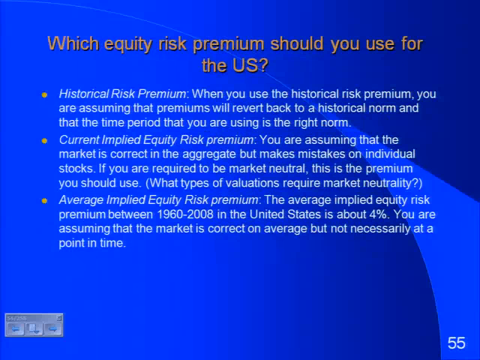Some companies are announcing that they're going to cut the dividend and cut buybacks. How does it affect your implied equity risk premium? The question was, a lot of companies are announcing dividend cutbacks, buybacks being reduced. How does it affect it?